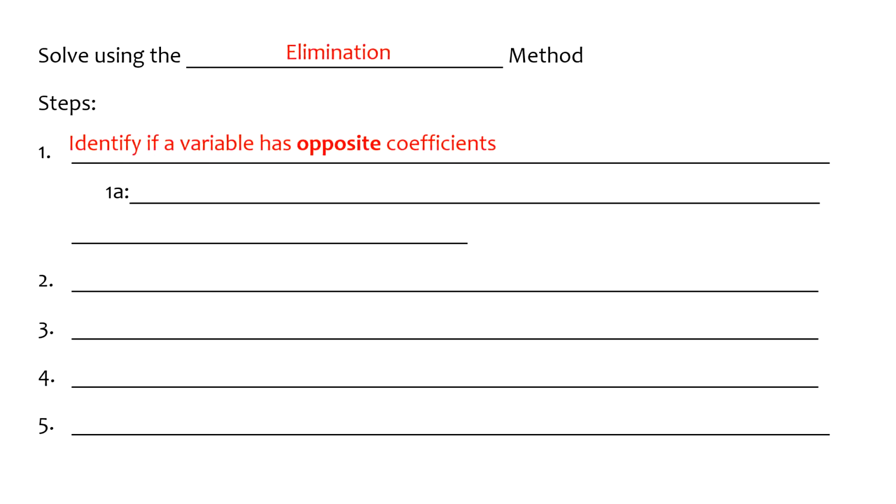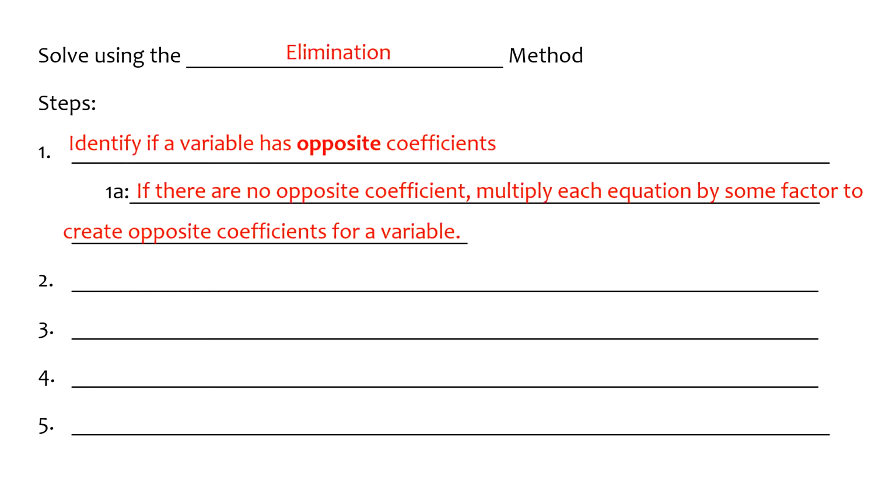If you don't see opposite coefficients, what you need to do is multiply one or both of the equations by some factor that will create opposite coefficients. So you might have two equations like 3x plus 2y equals 5, and 3x minus 6y equals 7. Both x's have a coefficient of 3, so you multiply one of the equations by -1, which flips all the signs in that equation and makes opposite coefficients. You'll see what I mean as we go through the example on the next slide.